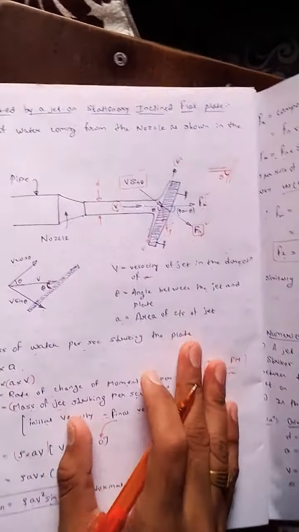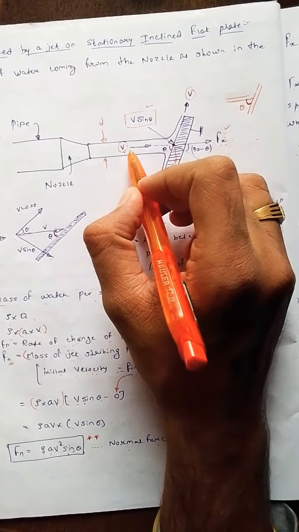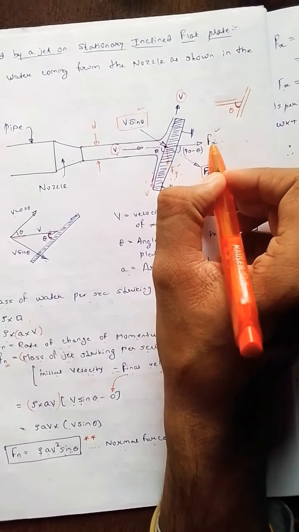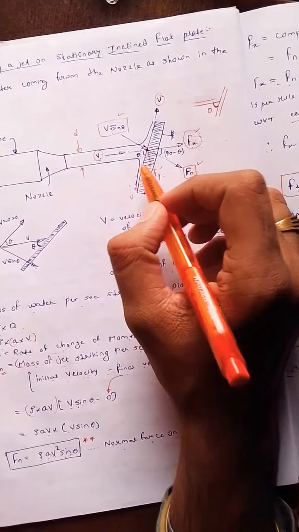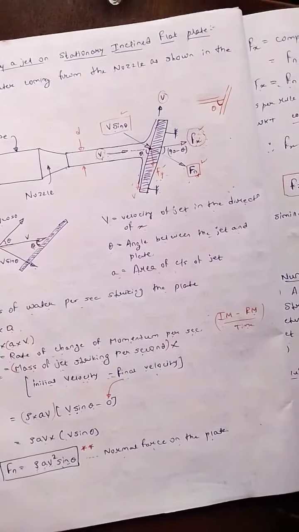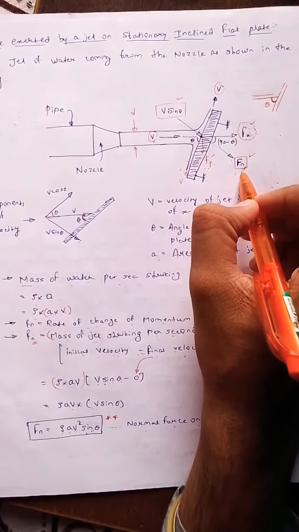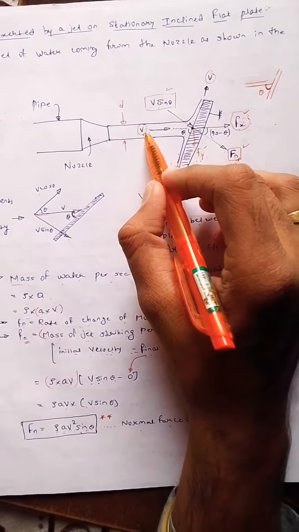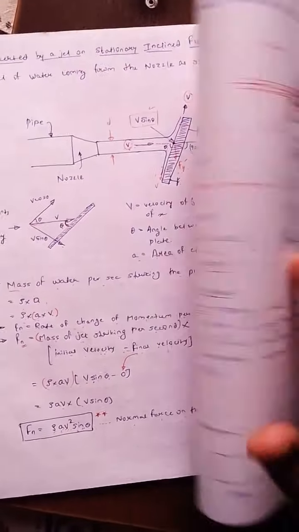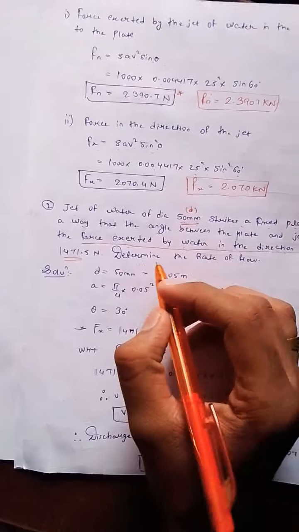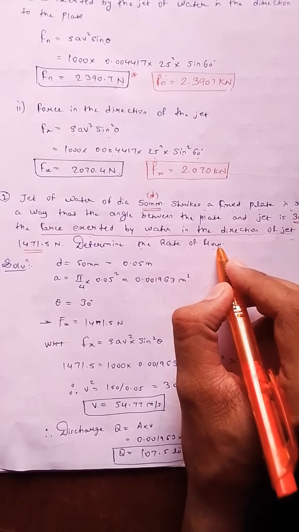We will see it in the diagram. They have clearly given the statement that force exerted by the jet in the direction of jet. This value. So they have given the value of Fx, not Fn or Fy. If they had mentioned that it is the force in the normal direction to the plate, then it would be Fn. Okay, but this is not the condition. They have clearly mentioned it is the value of the force in the direction of jet. Okay, and next they have asked to find the rate of flow or discharge.